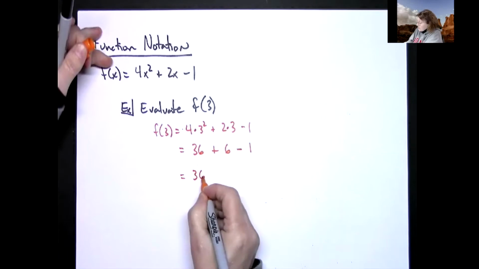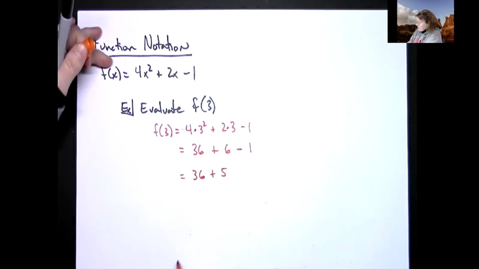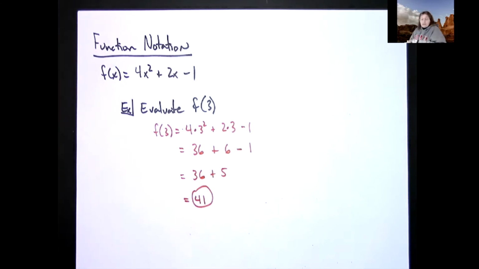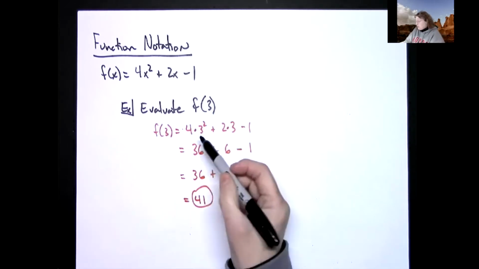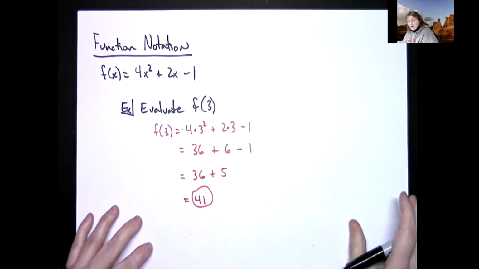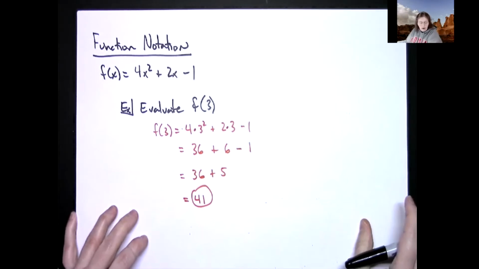So then I'm going to have a 36 plus a 5. We can add that up. Should be about a 41. Now obviously if you've got a calculator and you really know how to use that graphing calculator, you could put this function in your y1 and have it do it for you, or you could just type this left to right in the calculator and work it out that way. So lots of things there, but this is just kind of review, making sure that you know how to do function notation.